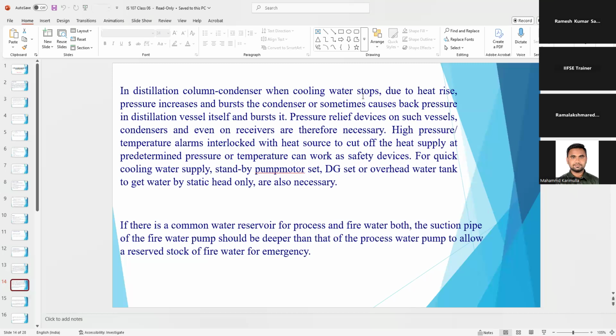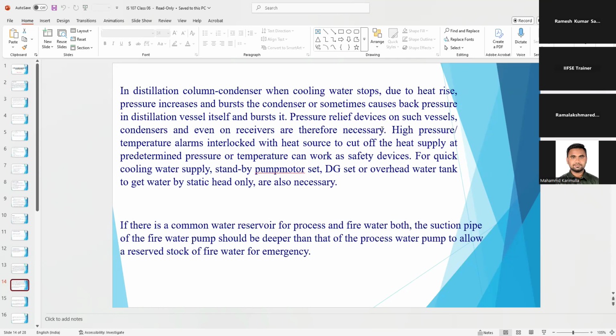Most of the time we use water as the cooling source. So if the water is not passing through this condenser, what will happen? The condenser itself also heats up. It will also increase the pressure because condensation is not happening. Then it will result in bursting of the vessel itself. The pressure relief devices on such vessels, condensers, and even on receivers are therefore necessary.